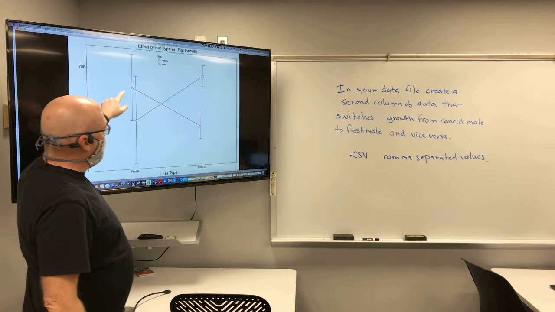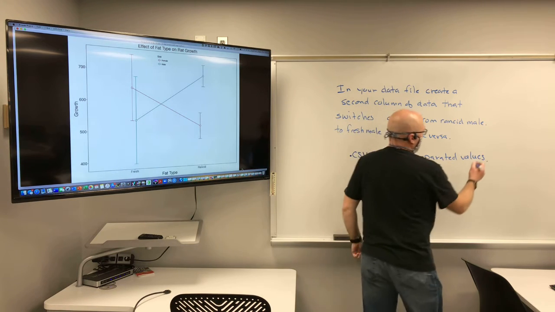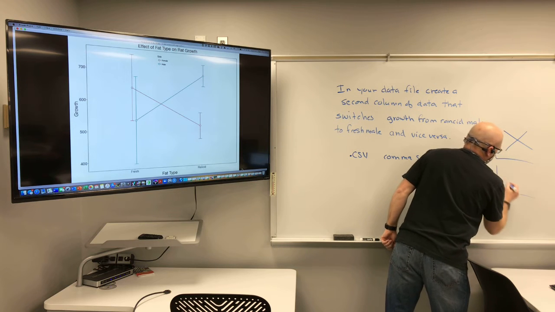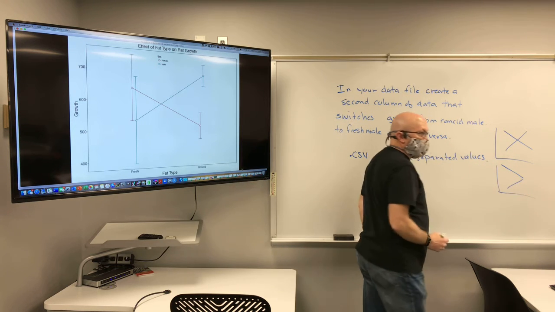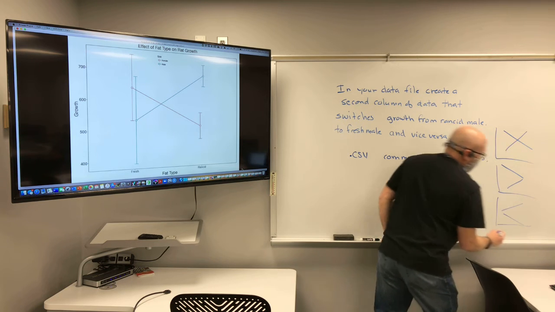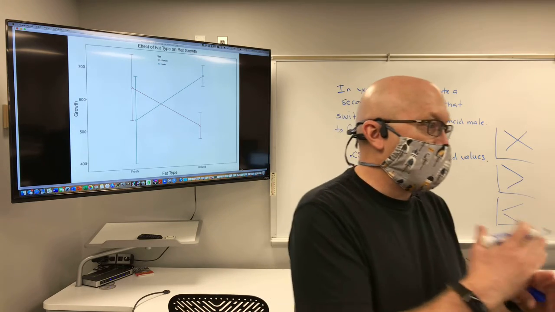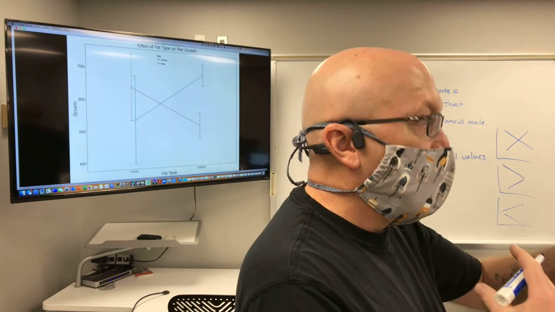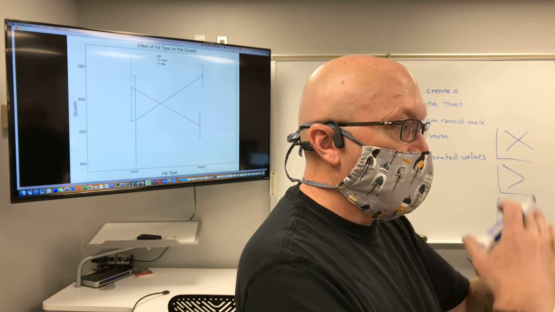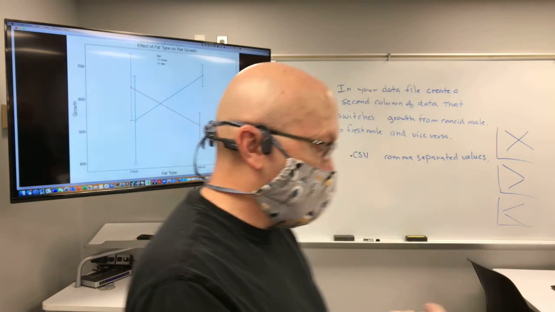And so anytime you see that these lines are not parallel, and they can be not parallel like they are in this case by crossing, they can also be not parallel by converging or not parallel by diverging. It doesn't really matter. What matters is, are the two lines parallel or not? If they're parallel, there's no interaction. If they're crossing or diverging or converging, you will expect to have a significant interaction.